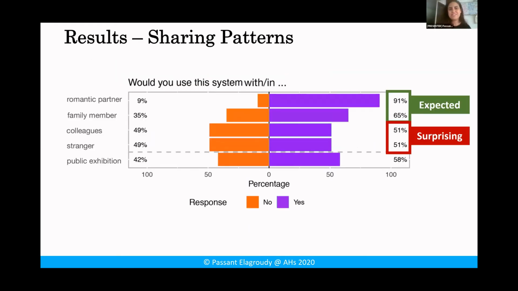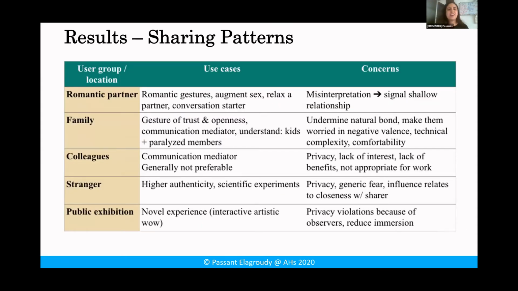The first point I want to talk about is the sharing patterns. As we expected, people are more willing to share with romantic partners and family members, but the surprising thing was that they considered colleagues just like strangers. Actually, in the qualitative feedback later, we found out that they prefer sharing with strangers over colleagues.